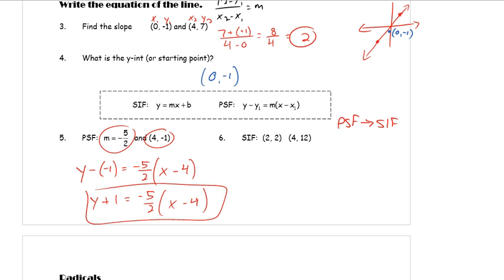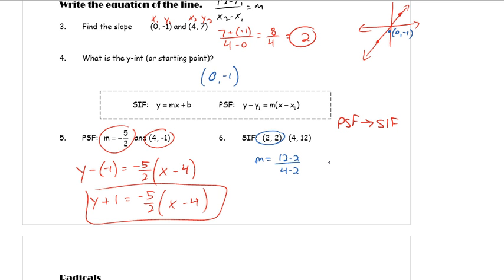Okay, I guess we have 2 points we can pick from. I always use lower numbers, so there's my point that I'll use, 2, 2. Alright, but I still need to find a slope. So to do that, we're going to use our slope formula like what we did in number 3. And we're going to take m is equal to 12 minus 2 over 4 minus 2.